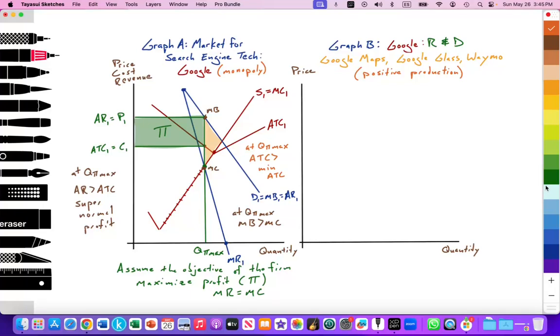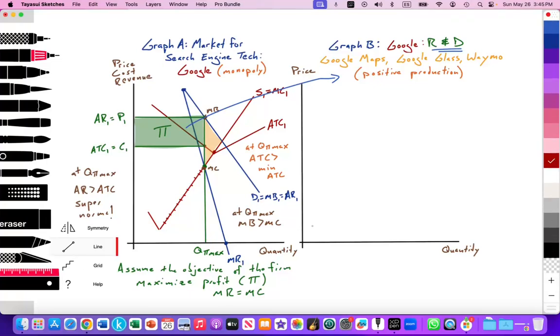So that profit that's being generated by firms, right? The benefit of that is that it can be invested in creating a positive production externality through research and development. That supernormal profit is being invested, in this case, in the development of Google Maps, Google Glass, Waymo. So let's go and draw a positive production externality and evaluate, or just briefly go over that as well.